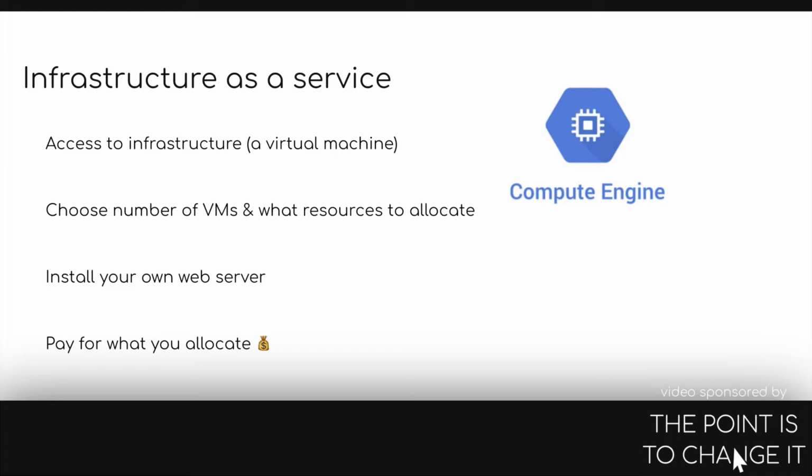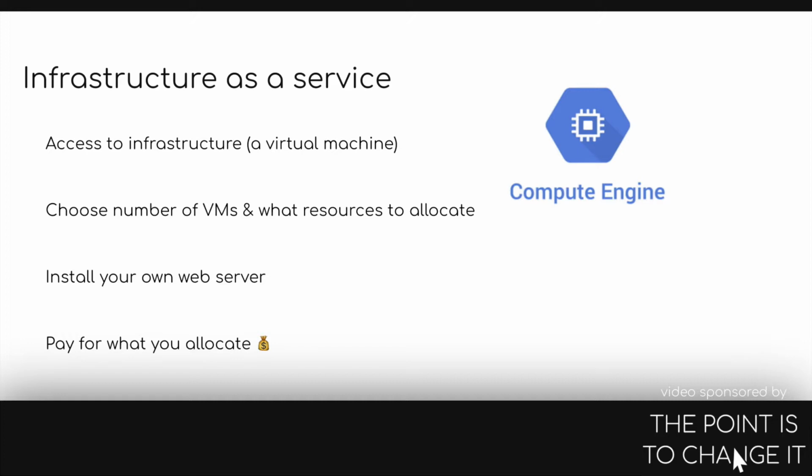So basically what that means is you're given access to an infrastructure, such as a virtual machine. You decide how many VMs you'll need to keep up with your traffic, what kind of resources to allocate to them, what kind of operating system to use. You can even choose what web server to install, how to configure your VM instances to communicate with one another. In short, you'll have lots of control over the DevOps side of things.